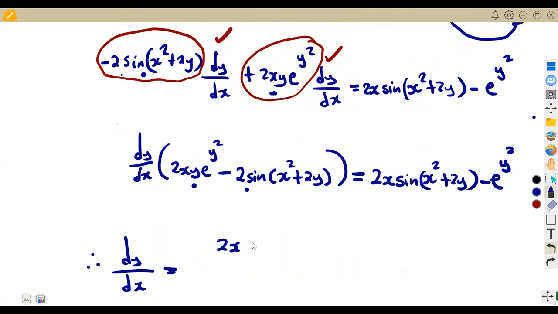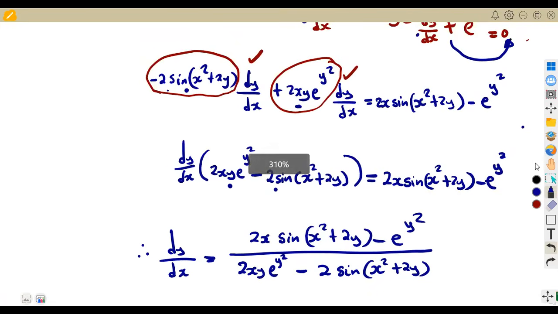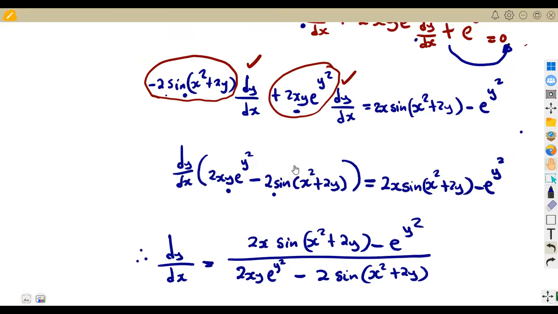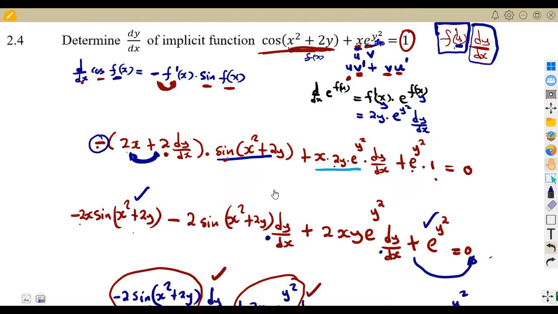We are going to obtain 2x, the sine of x squared plus 2y minus e to the exponent of y squared, everything over this whole bracket that we had divided, which is 2xy e to the exponent of y squared minus 2 the sine of x squared plus 2xy like this. All right, so that's it. We have determined our dy dx from the implicit concept, that is the application of our implicit what? Differentiation.